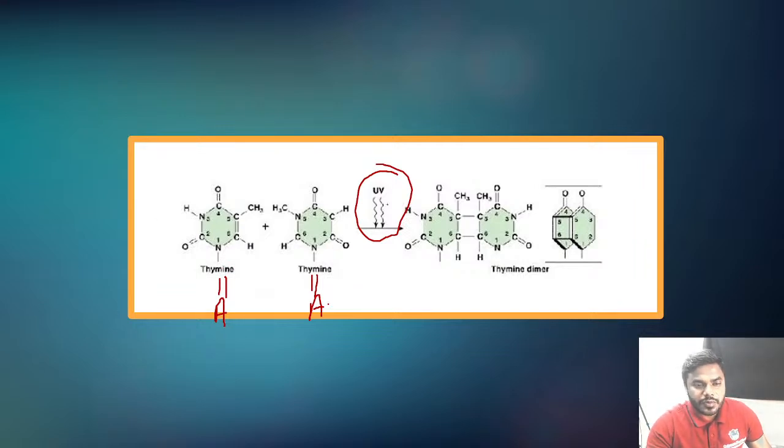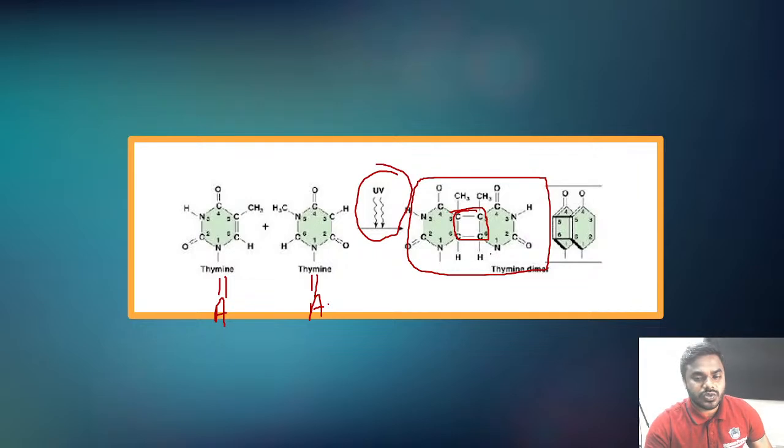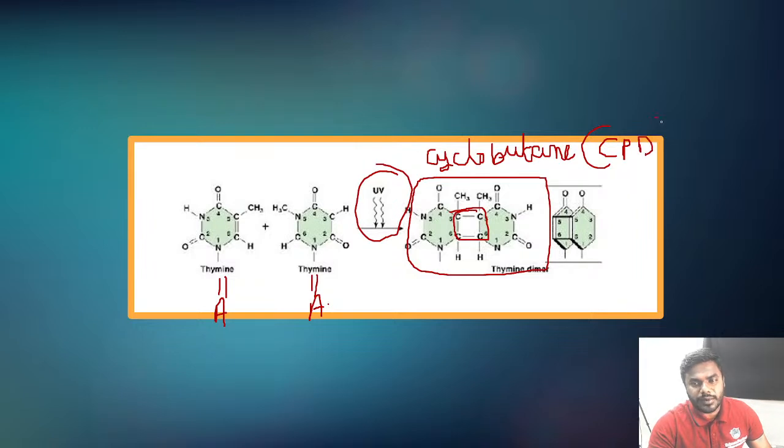Whenever thymine is exposed to high-intensity UV light, immediately what is going to happen, friends? There is a formation of the thymine dimer. We can also call it the thymine dimer bridge. I hope every student remembers, in the last class I told you, this particular thymine dimer looks like a chemical, cyclobutane. So that is the reason, friends, we will be calling it the cyclobutane photodimer.